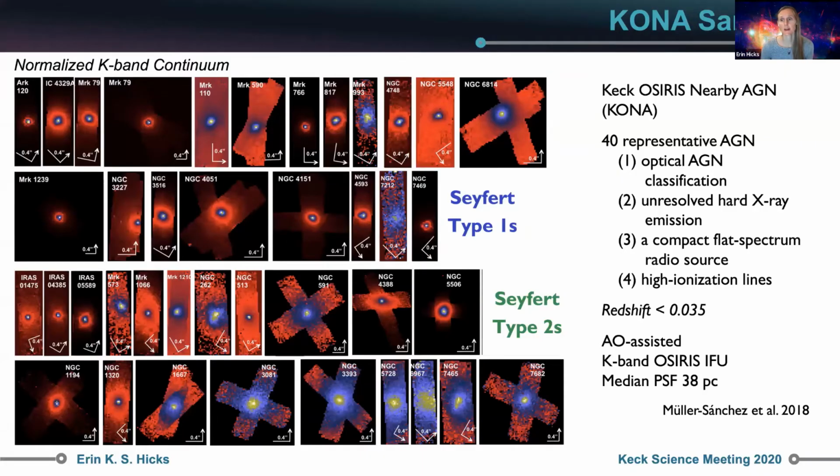Right, so the Keck OSIRIS nearby AGN survey, or KONA, consists of 40 representative AGN. These are AGN we've observed in the K-band with OSIRIS and adaptive optics. The adaptive optics allow us to reach down to scales of tens of parsecs, probing the molecular hydrogen, the stars, as well as ionized gas in the circumnuclear region. And by circumnuclear, I mean the central 400 parsecs or so.